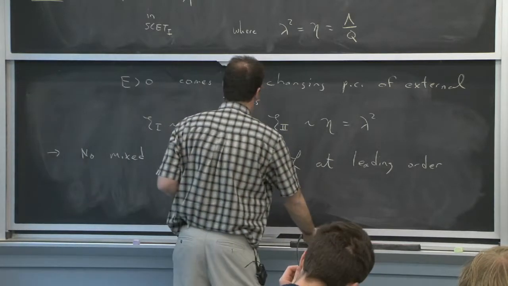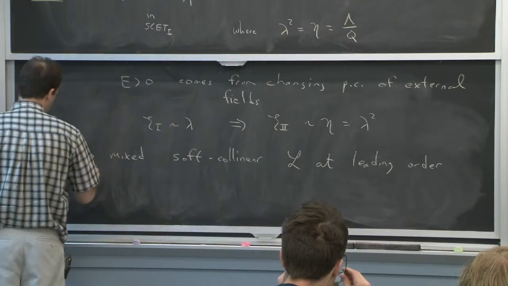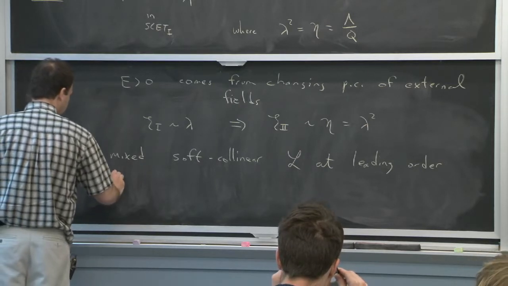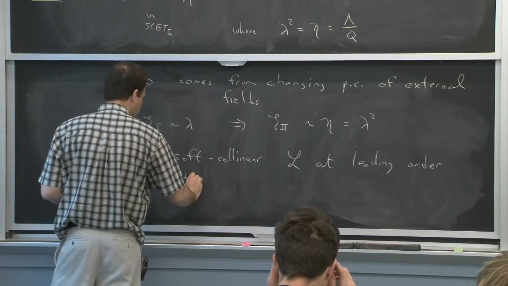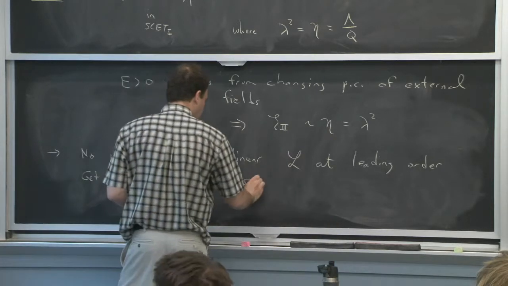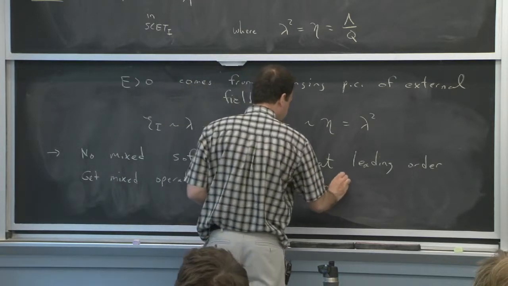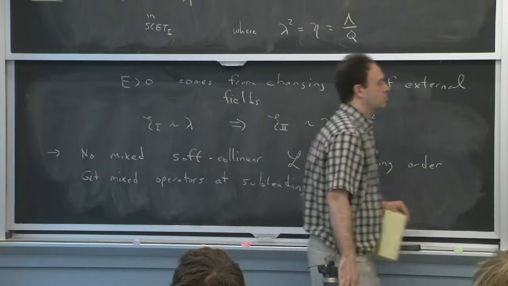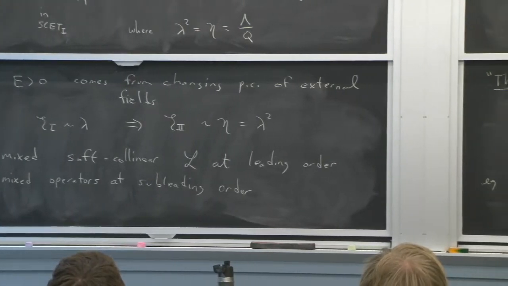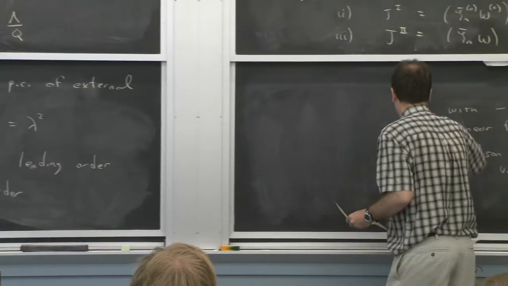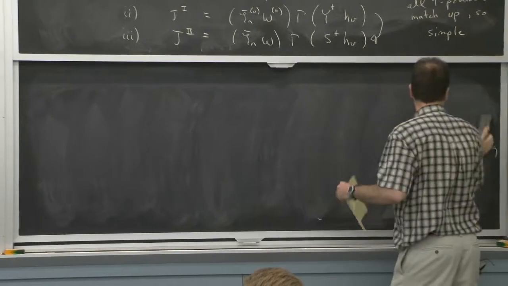I'll say a little bit more about power counting. So there's no mixed soft collinear Lagrangian at leading order, and you can get mixed things at subleading order. So in that way, it's like SCETI1 after the field redefinition. But here, there's no analog. If you just want to go directly to SCETI2, there wouldn't be an analog of the field redefinition. All the Wilson lines are coming from integrating out off-shell particles.